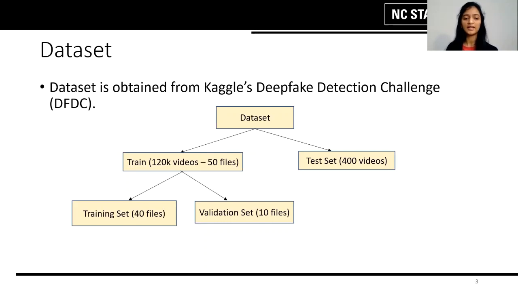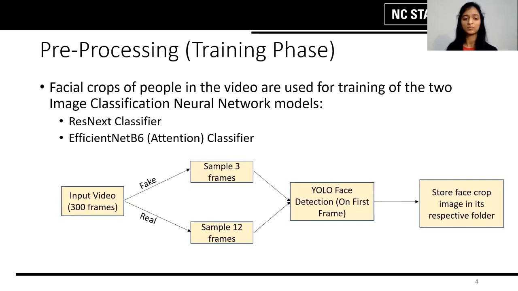The training set has about 120,000 videos in the form of 50 compressed files, each of 10 GB. Out of these 50 files, 40 files are used as the training set, while the remaining are used as the validation set. A fake video has a person's face morphed by another person. Hence, instead of using the video file as input to the model, we use the images in the form of facial crops as input to the neural network models.